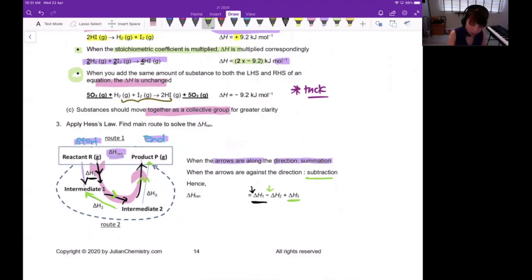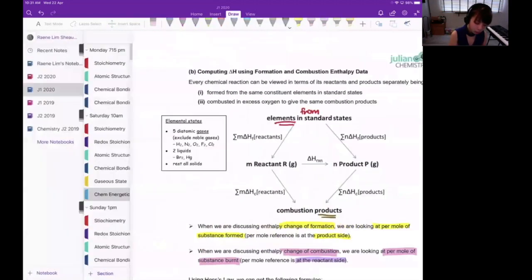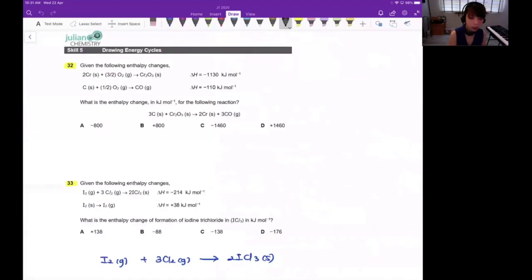Now, note that each of the delta H's can be positive or negative on its own. So these positive or negative signs are really just whether you are against or along the pathway where your energy cycle will go from the start to the end. So that's how we will calculate. Now let's look at our questions and do some cycle drawing.